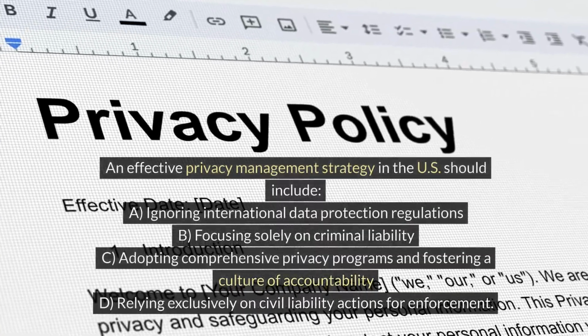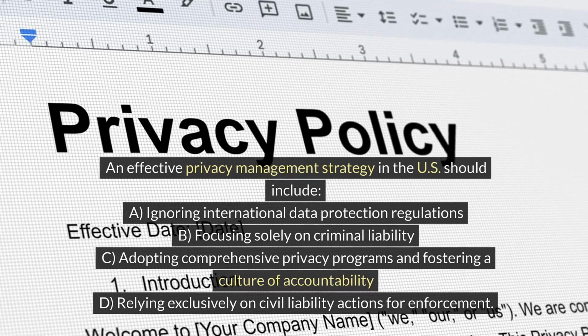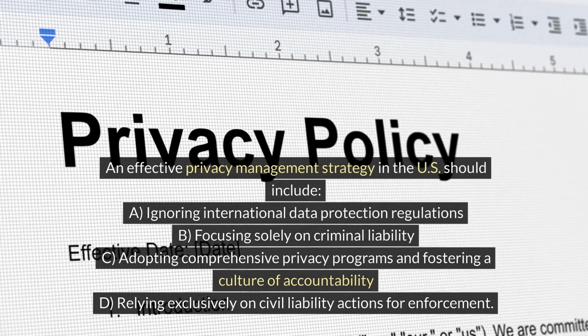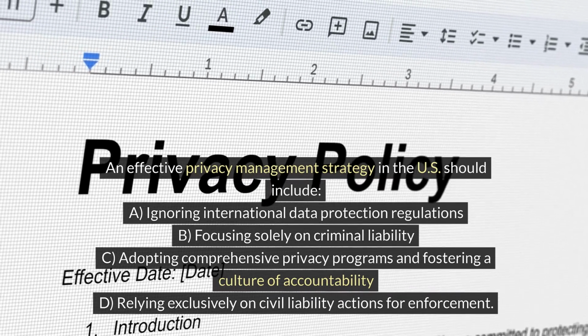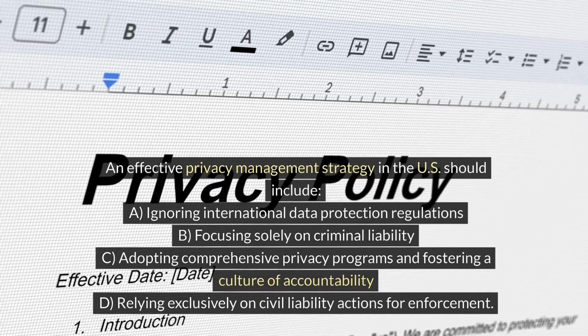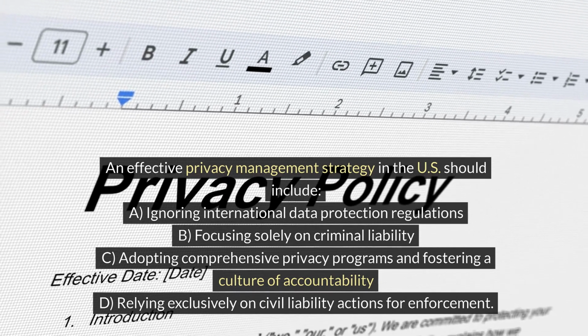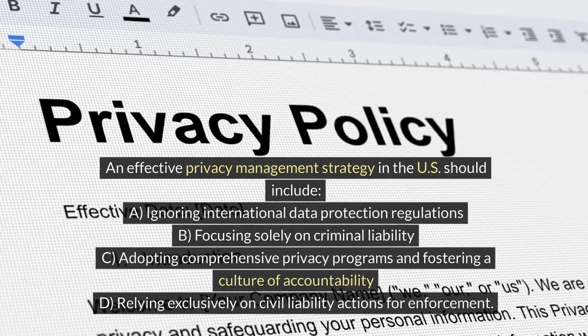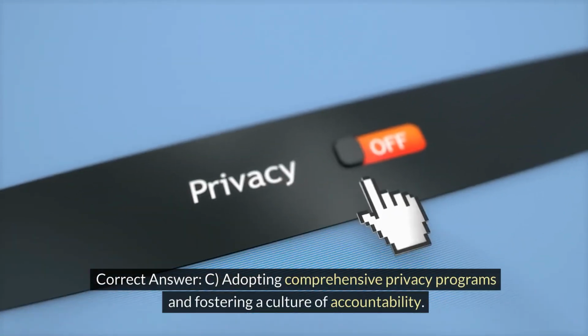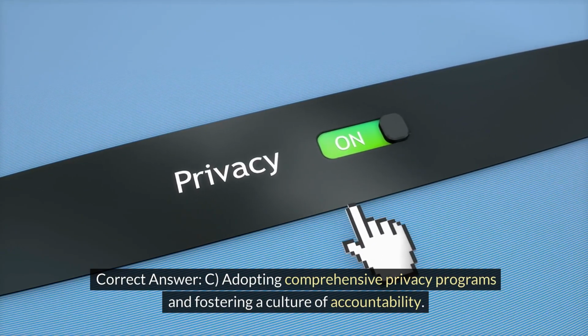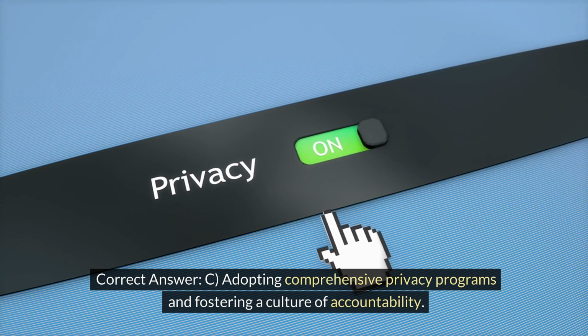An effective privacy management strategy in the US should include: A. Ignoring international data protection regulations. B. Focusing solely on criminal liability. C. Adopting comprehensive privacy programs and fostering a culture of accountability. D. Relying exclusively on civil liability actions for enforcement. Correct answer: C. Adopting comprehensive privacy programs and fostering a culture of accountability.